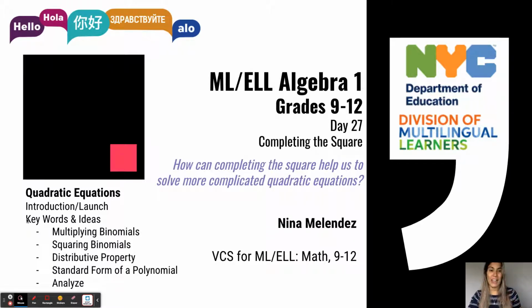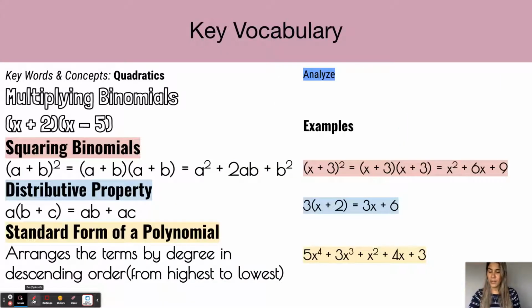So let's look at our key vocabulary words and concepts. Okay, so looking at our key vocabulary words and concepts, we have that the main idea is multiplying binomials. Remember, a binomial is a polynomial with two terms. So I'm multiplying two polynomials with two terms, right? So I have the binomial x plus two times x minus five. Okay, so here I have a binomial multiplication.